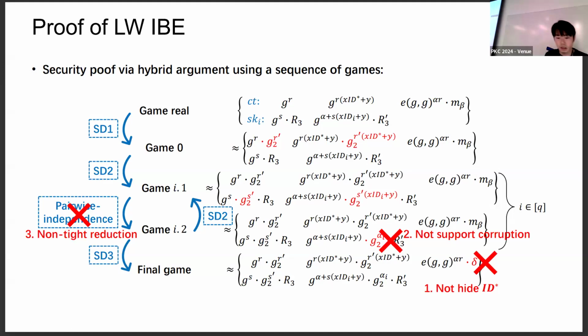However, there are some problems. The first problem is that dual system encryption masks the message in the ciphertext, but we need to mask the ID star in the ciphertext. The second problem is that dual system encryption does not support corruption, because if we return the secret key as well as the master key, the attacker can distinguish the games immediately. Third, the reduction is not tight, because they use the information theoretical argument to introduce the entropy.